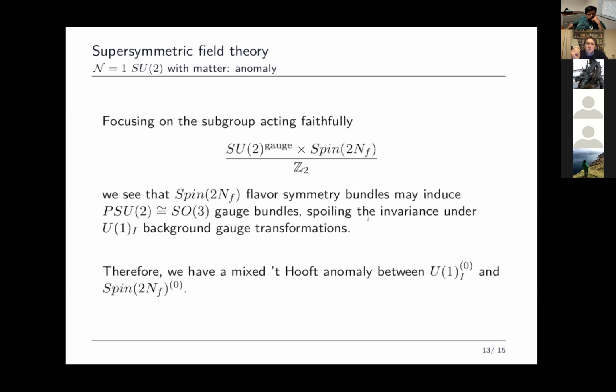Because of this, it is possible to include in the path integral SO(3) gauge bundles by cancelling their obstruction with a Stiefel-Whitney class of SO bundles for the flavor symmetry. However, as in the previous case, the presence of SO(3) bundles makes the instanton charge fractional, spoiling the invariance of the partition function under a background transformation for the U(1). Therefore, we have a mixed 't Hooft anomaly between the instanton symmetry and the flavor symmetry. What can we conclude about the phases of the theory?